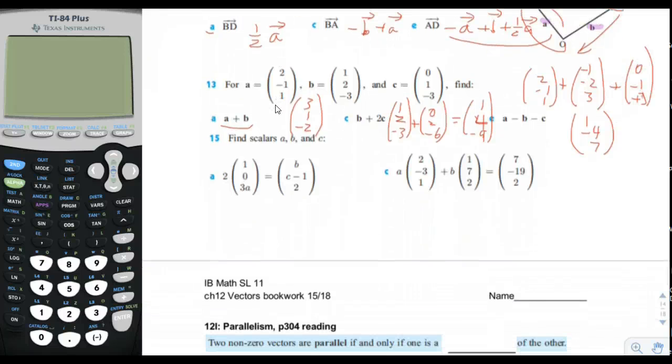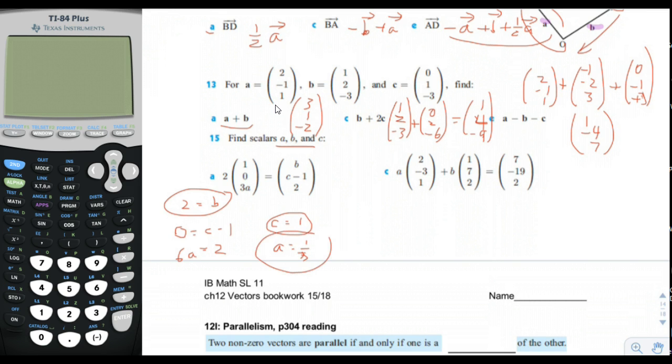All right, now find the scalars A, B, C. So you just multiply these out and equate them. So 2 is equal to B, 0 is equal to C minus 1, and 6A is equal to 2. So we already have B is equal to 2, C is equal to 1, right? And A is equal to 1 third, or 2 over 6, right? That wasn't too difficult. What about this one?